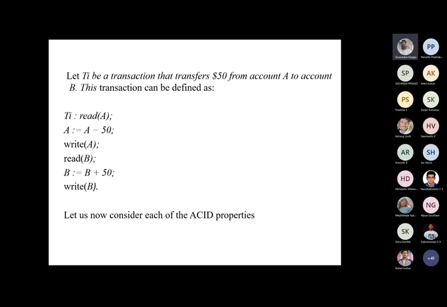So you are going to read an account A. You are going to debit $50. Write(A): you are going to write the updated value onto the account A, right? Then you are going to read the account B. You are going to credit $50 onto account B, right? You are going to update the account B. Write(B) is used to update the value of the account B, right? So this is what a transaction looks like, right?